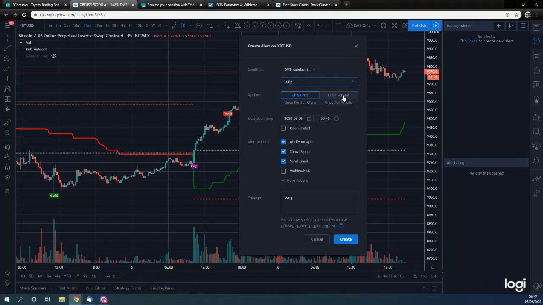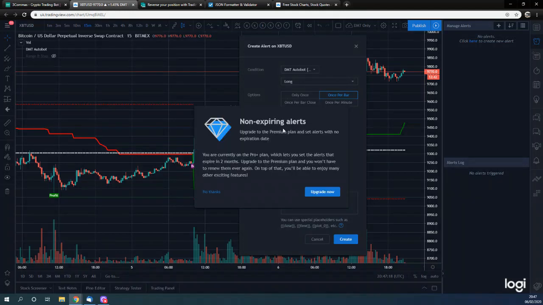We want this to be once per bar close. So when the bar closes, that will be when we enter the trade. Sorry, we do it once per bar, so it'll be when the bar opens. When the bar opens and we've had the buy signal, that's when we will enter the trade.